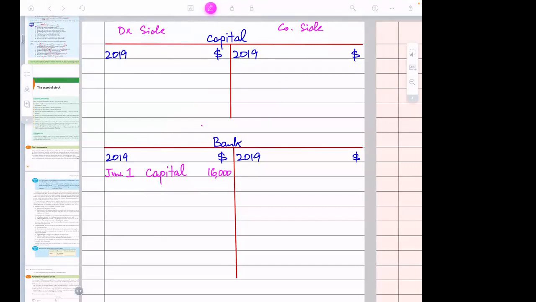Likewise, on the credit side of the capital account, under the year, we will mention the date, June 1, then 16,000 under the dollar column. Then between the date and the amount, we write the name of the other account. While the capital account is being credited, which account was debited? Bank. So we write the name of the bank account. Let's do one more transaction.